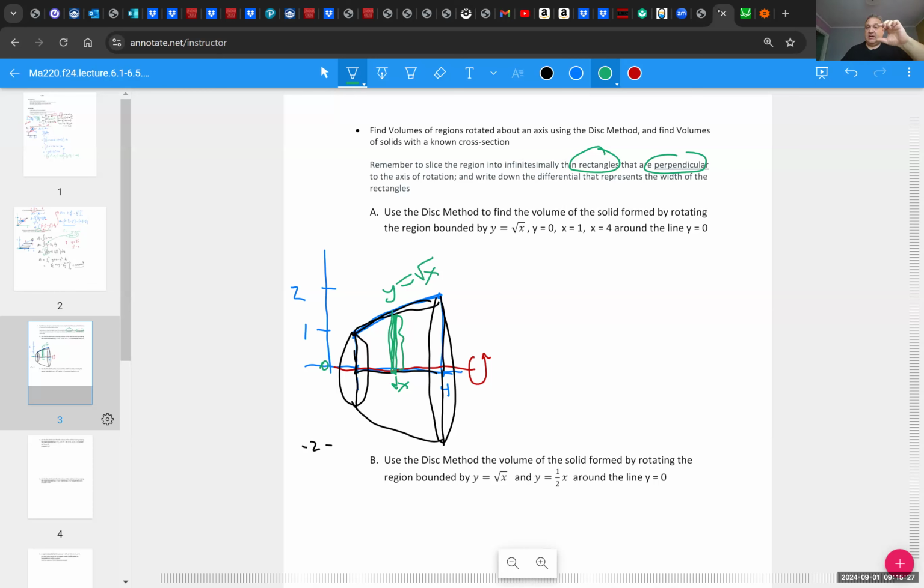So this little thin rectangle strip is going to be revolved around the axis, right? So this little thin strip right here is going to be revolved around the axis.